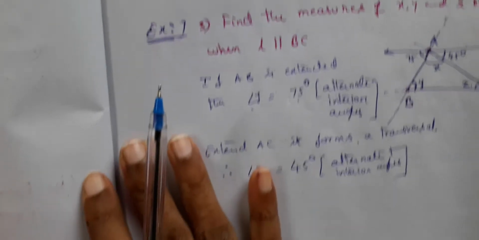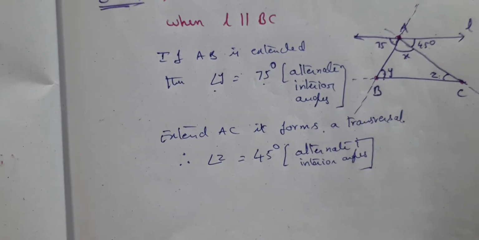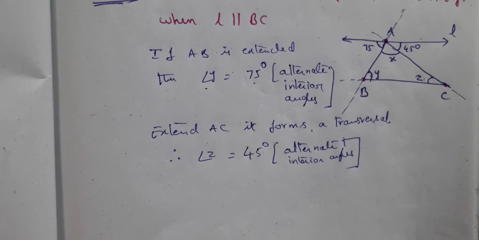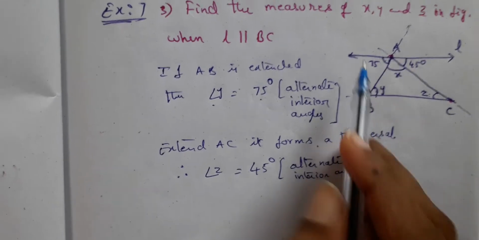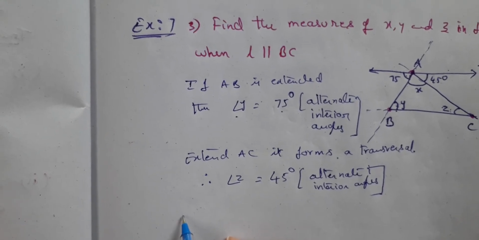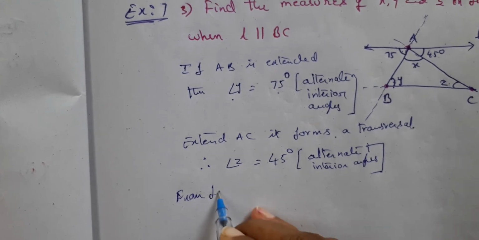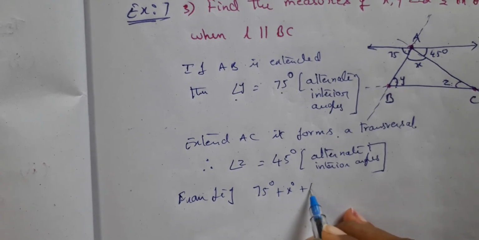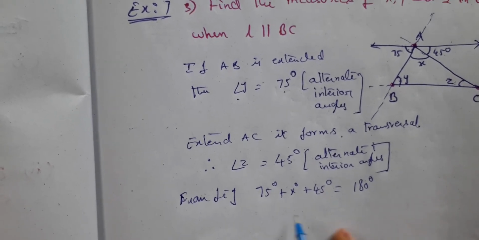Okay. So now let me take the straight angle concept here. Because we are discussing lines and angles, I want to use that property. If it is properties of triangles, I would have used the sum of the angles of a triangle. Okay. So let me use that property. So from figure, 75 degrees plus x degrees plus 45 degrees is equal to 180 degrees.